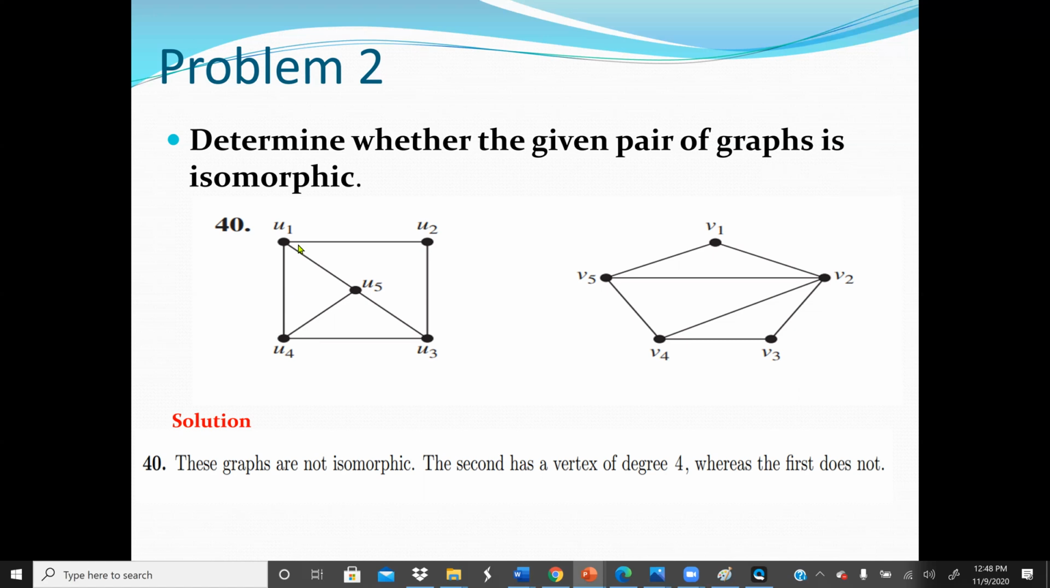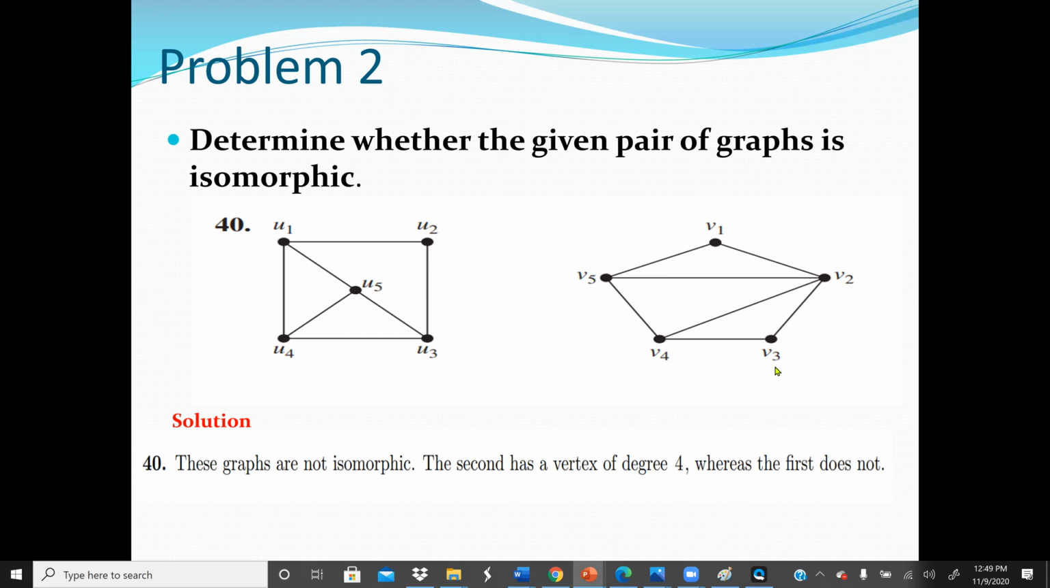In this graph, we don't have any vertices with degree 4. So this is where I'm going to stop, because the second graph here, V2 has a degree of 4, but in the first graph we don't have any vertices with a degree of 4. So I'll stop right there. That's the answer: these graphs are not isomorphic. The second has a vertex of degree 4, whereas the first does not.